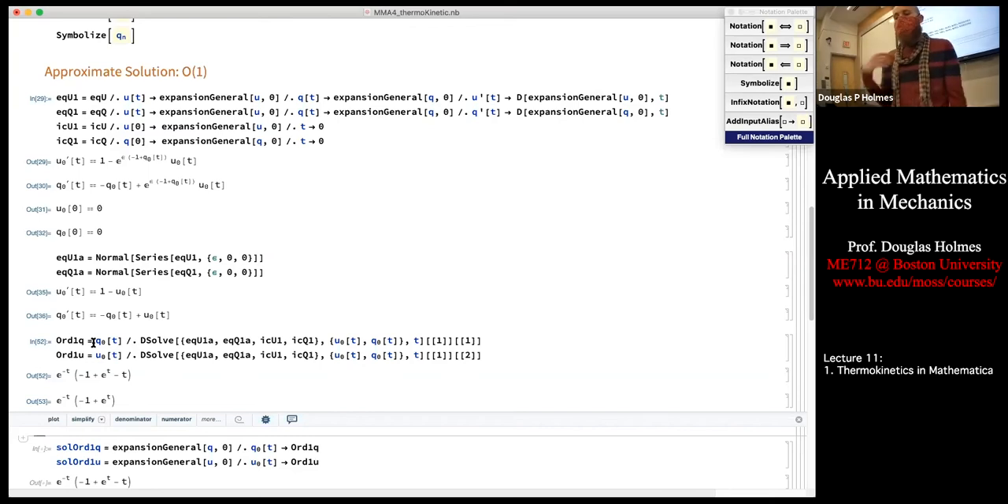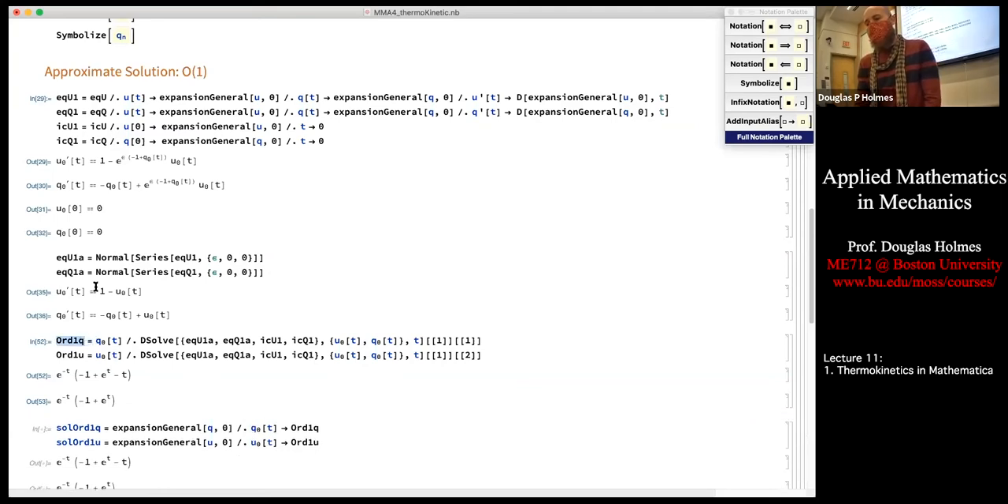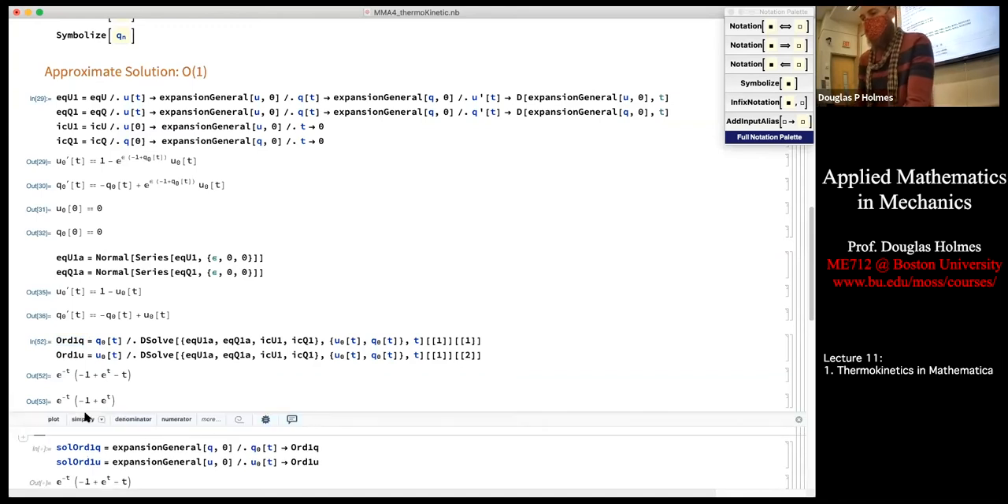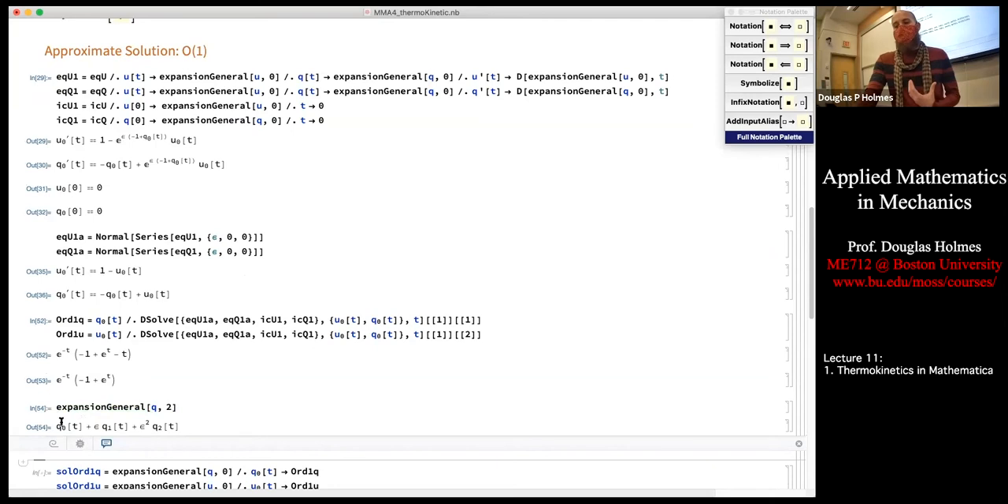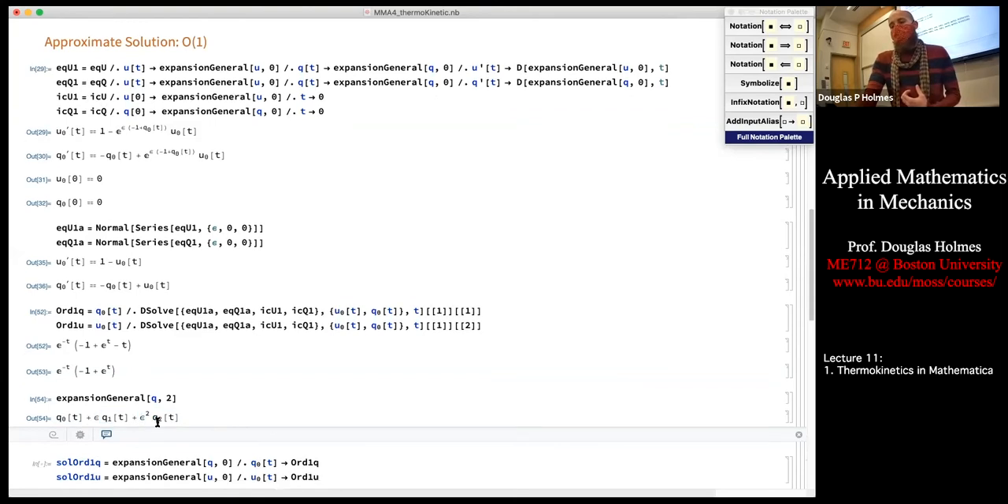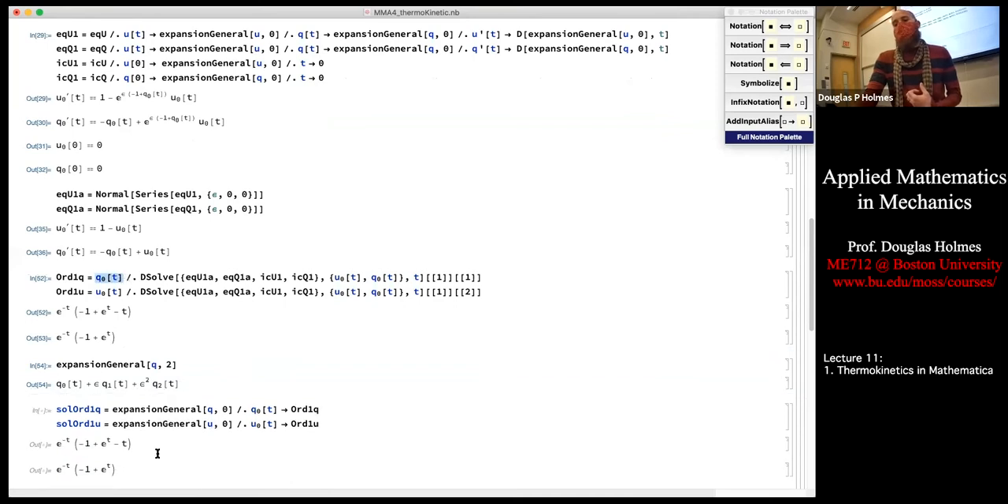And the point I want to make here is that this is not the solution. The solution to our problem, for instance, let's look at q. So I can go expansion general for q out to order 2. The solution to our problem for q is q naught of t plus epsilon q1 of t plus epsilon squared q2 of t. What we solve for is q naught of t. So what I'd really like to do to be careful with our math is to take our solution and then insert for q naught my order 1 q.